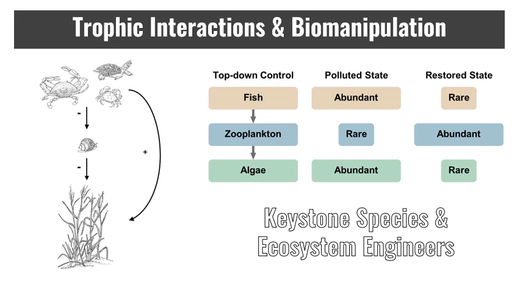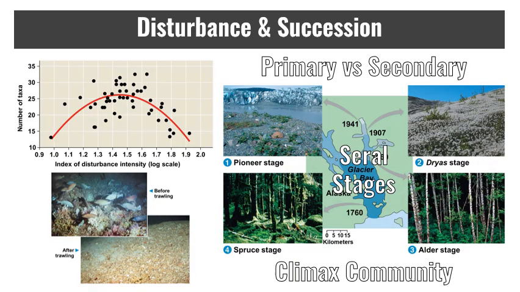So the crab and the Spartina grasses have a positive trophic interaction because the crabs feed on the snails and the snails feed on the grass. So by eating the snail, it helps the grass. That would be a trophic cascade. That's an example of this process.